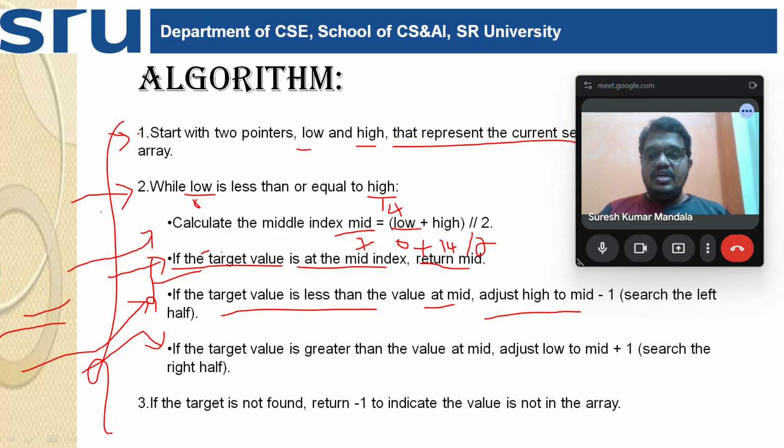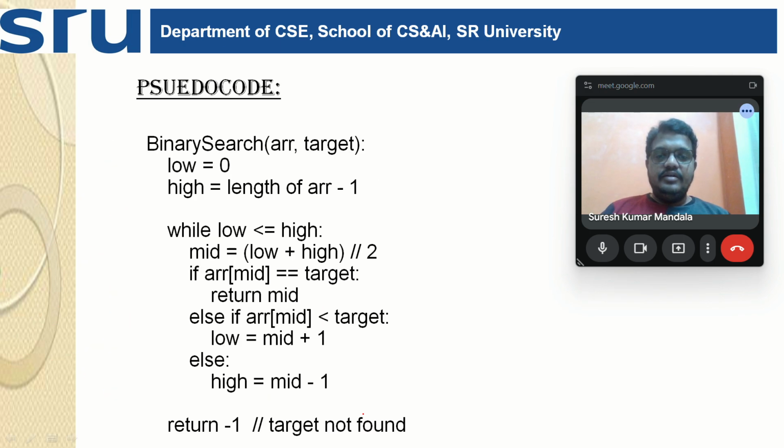These 3 steps are the most important steps. After all this, if the target value is not found, then it will return -1. This is what will happen within the algorithm.